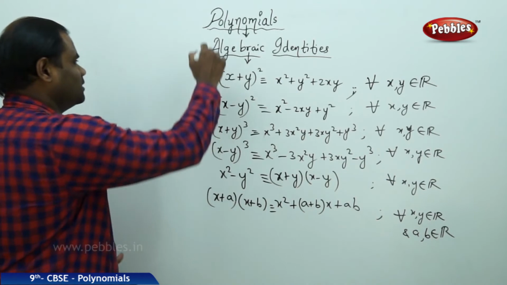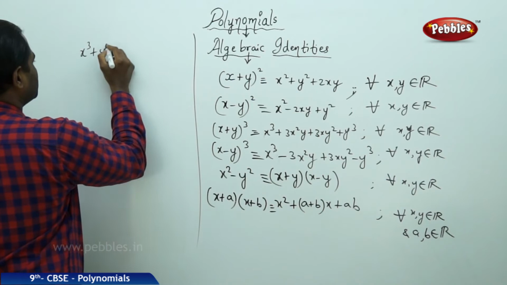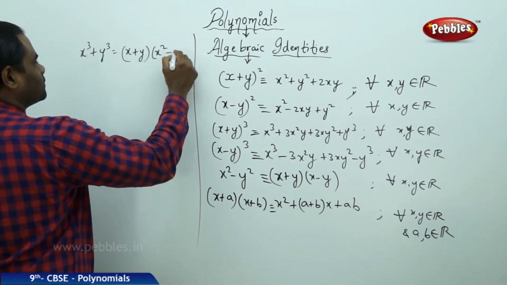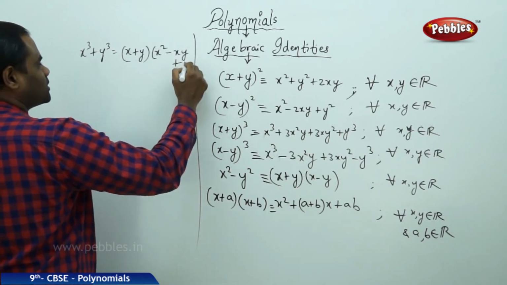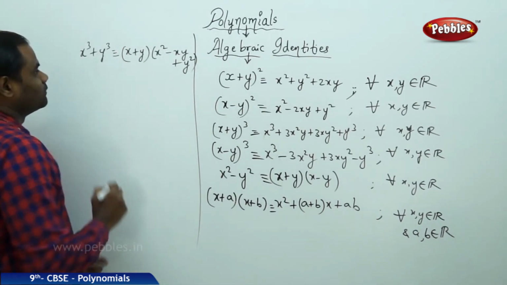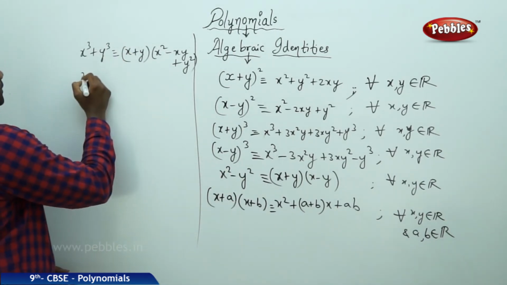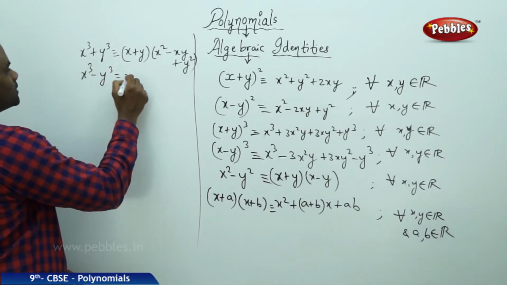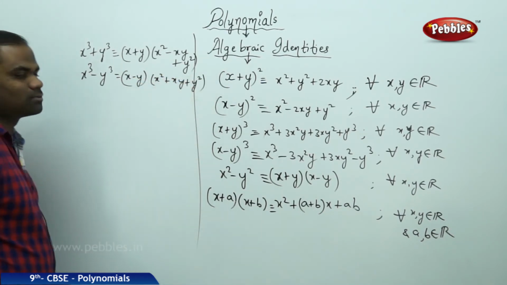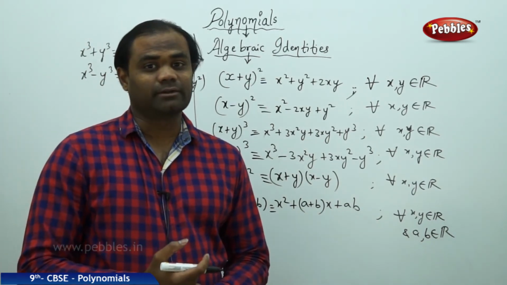Similarly, we have many other algebraic identities like x cube plus y cube, which is said to be x plus y into x square minus xy plus y square, is also one of the identities which makes this equal to this. x cube minus y cube is x minus y into x square plus xy plus y square. And so on and so forth, we have many algebraic identities.